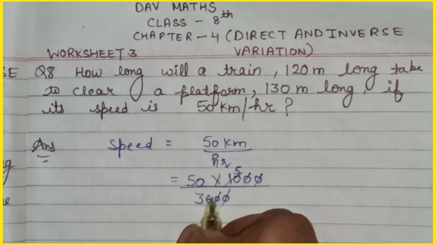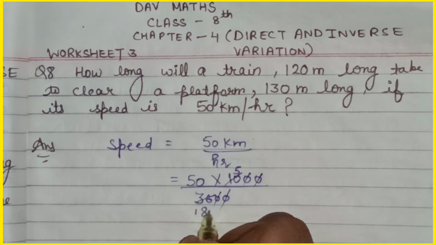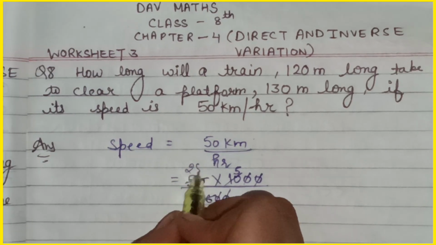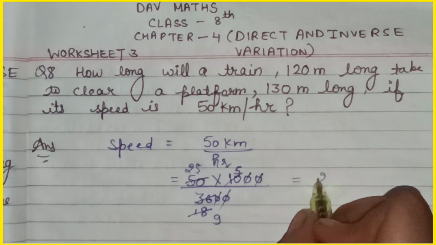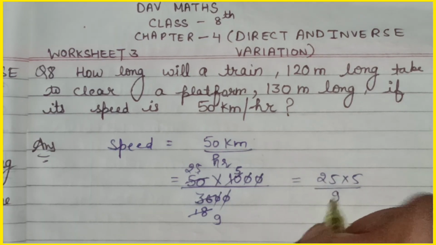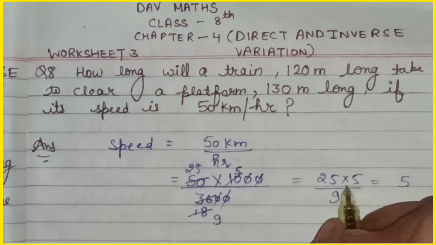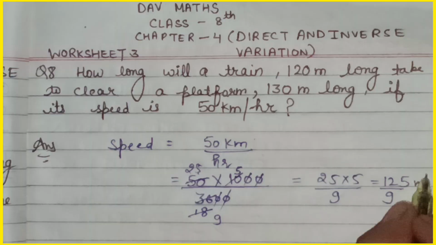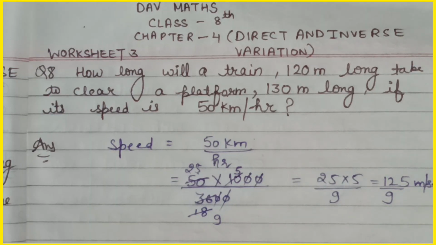2 5s are 10, 2 1s are 2, 2 8s are 16, 2 9s are 18, 2 2s are 4, 2 5s are 10. Here 25 multiplied by 5 upon 9. 5 5s are 25, 2 is the carry, 5 2s are 10, 11, 12, so 125 upon 9 meter per second. This is the speed of the train in meter per second.